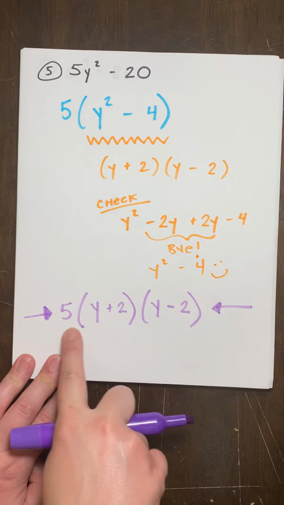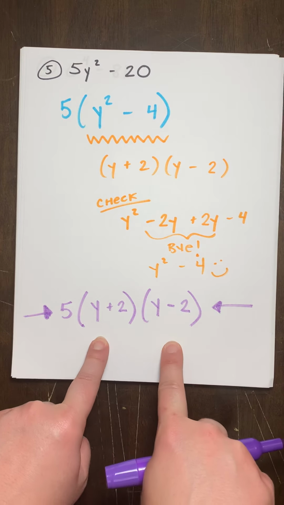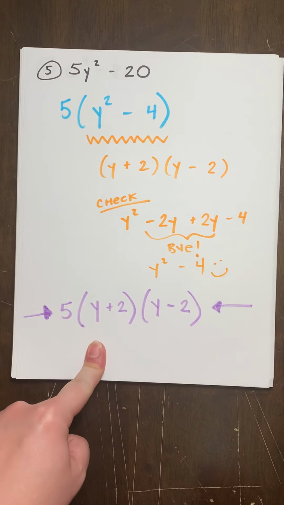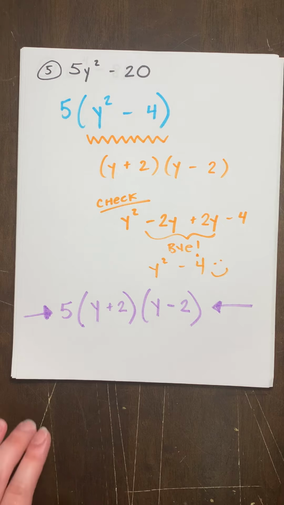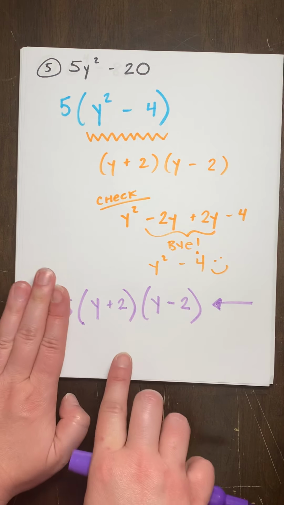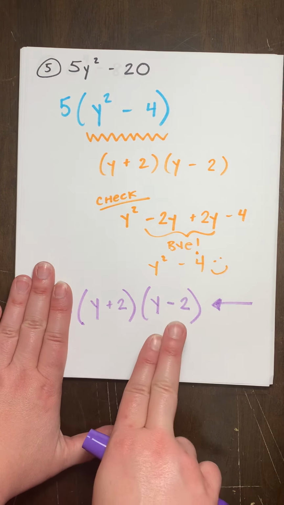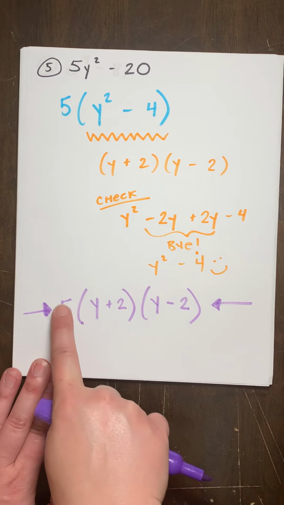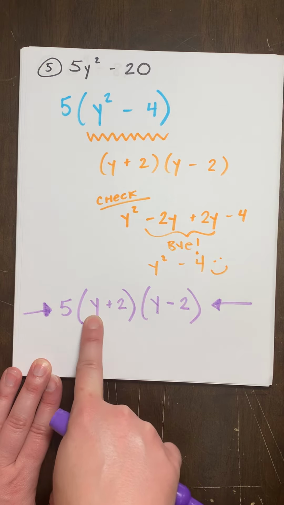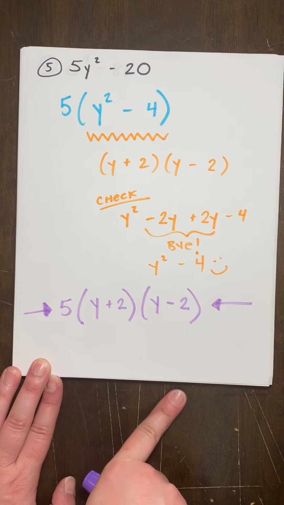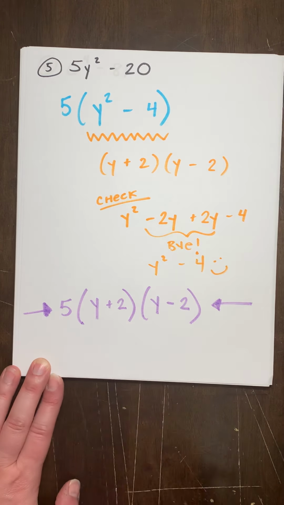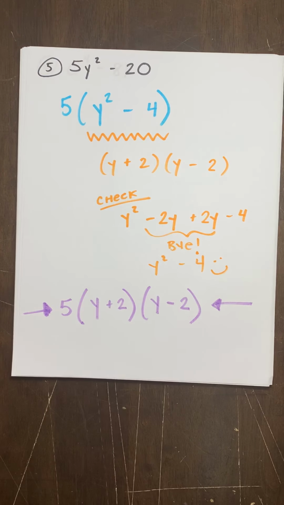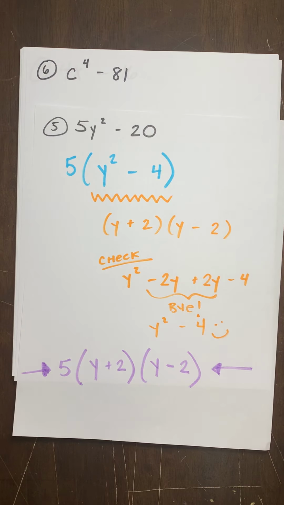And if you really wanted to check the purple to make sure the purple matches the black, there's a couple ways you could handle it. You could FOIL, ignore that 5, FOIL that, then distribute a 5, or distribute 5 to the first parenthesis, and then FOIL. Either way, you should be getting back the black. If you're okay with 5, go on to number 6.